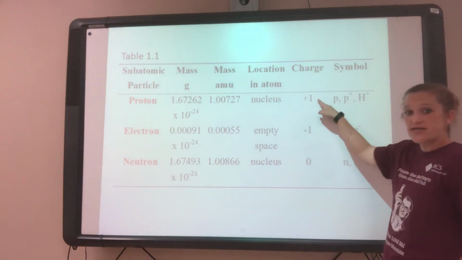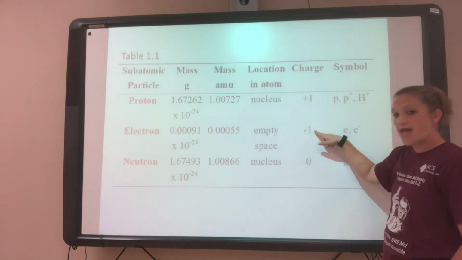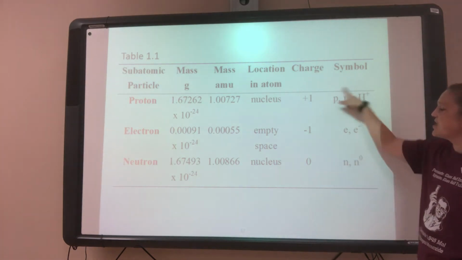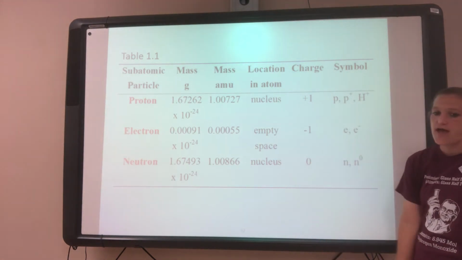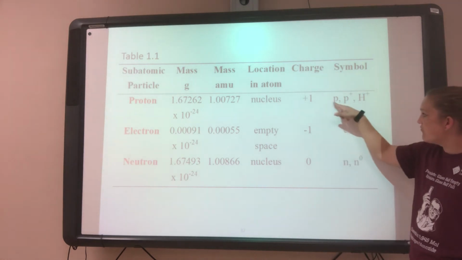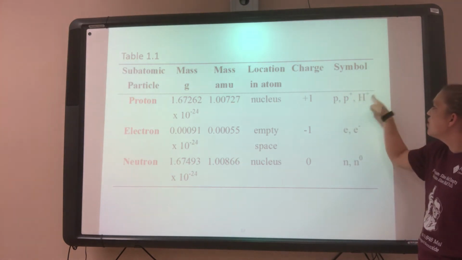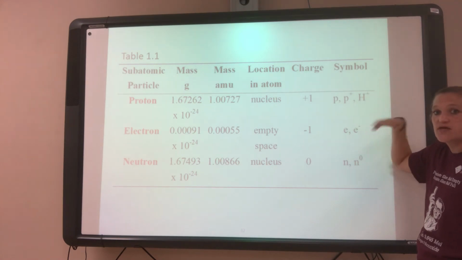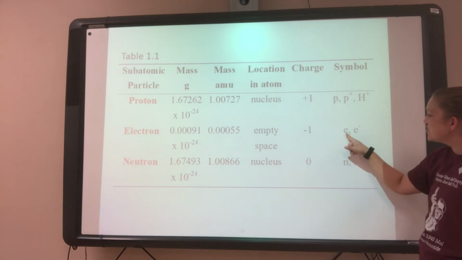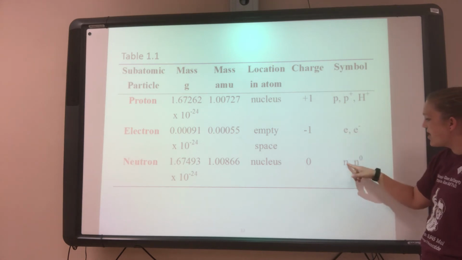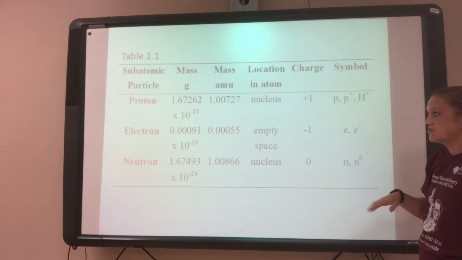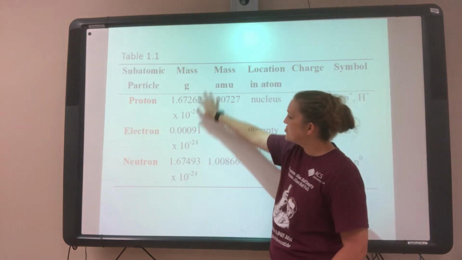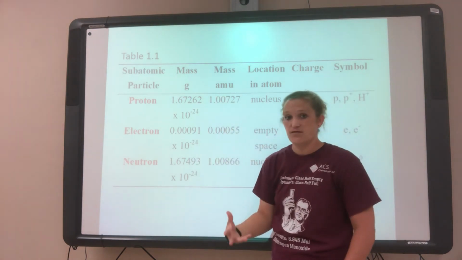The proton is a positive charge. The electron is a negative charge. And the neutron is 0 or neutral. And then this is how we could write it. So if I'm writing 12 protons, I might write 12p, 12p plus, or H plus. And we'll talk about what H plus means when we talk about acids more, especially next semester. Okay? Electrons, you might see e or e to the negative, or n to the 0 for neutrons. So pretty much you need to know this entire chart. You don't need to know these numbers exactly, but you need to know how they relate.